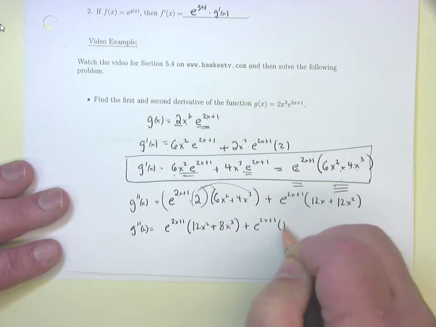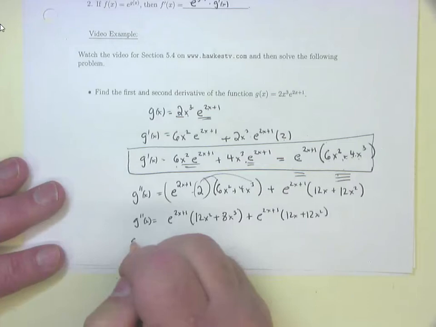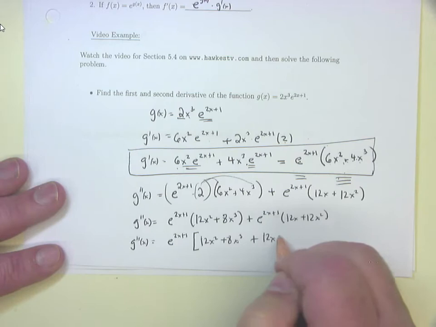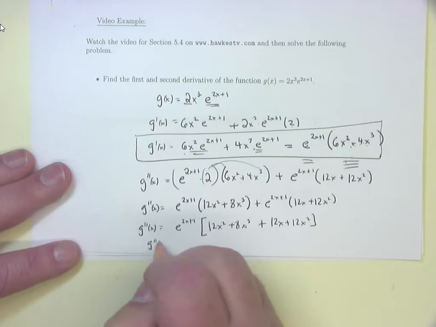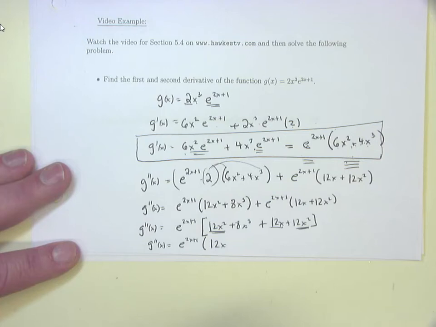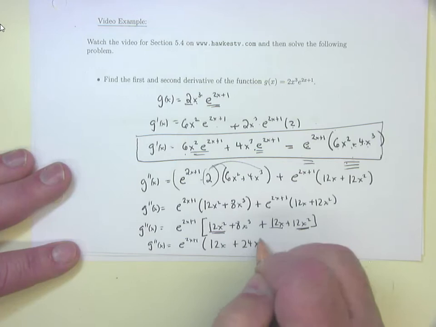And then from that, if you really wanted to clean them up, you can factor out e to the 2x plus 1. That leaves you with 12x squared plus 8x cubed plus, that's been factored out, 12x plus 12x squared. And then last but not least, to combine your like terms, this would be e to the 2x plus 1 times, you've got a 12x. You've got a 12x squared plus a 12x squared. What's 12x squared plus 12x squared? 24x squared plus the 8x cubed. And that's actually the cleaned up version of your answer right there.